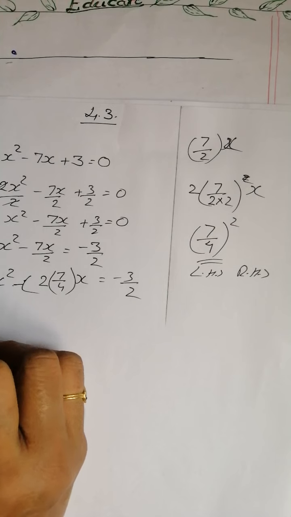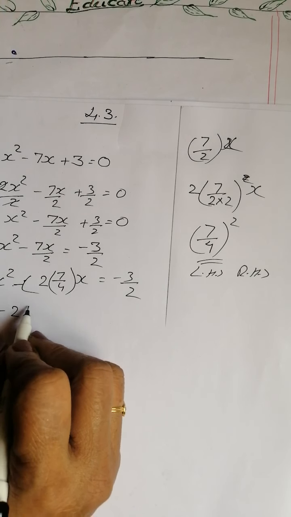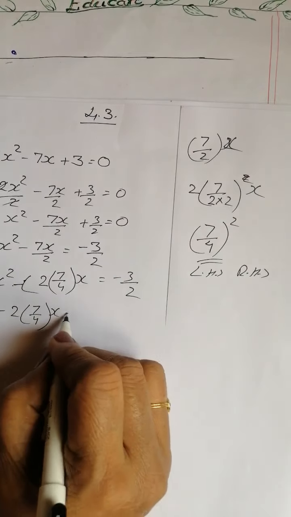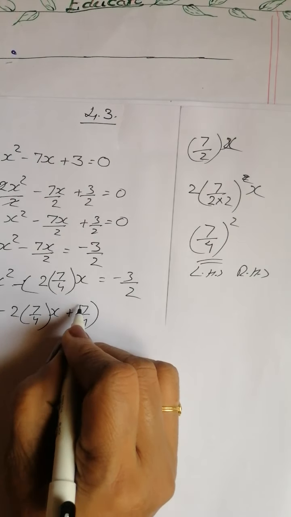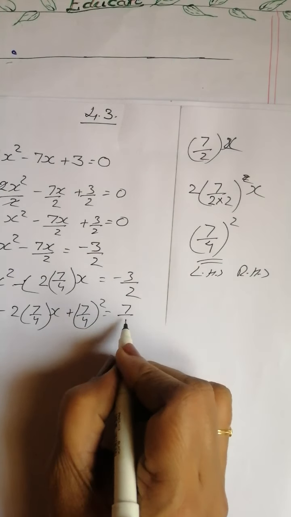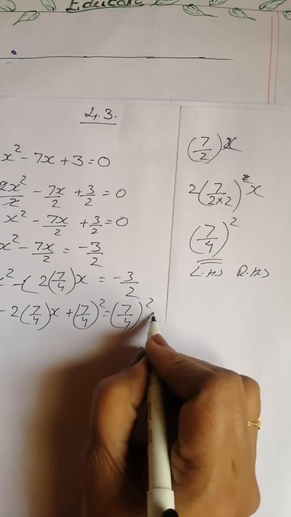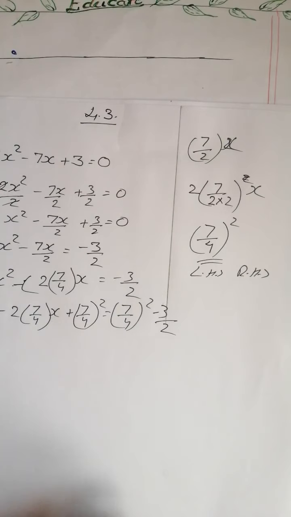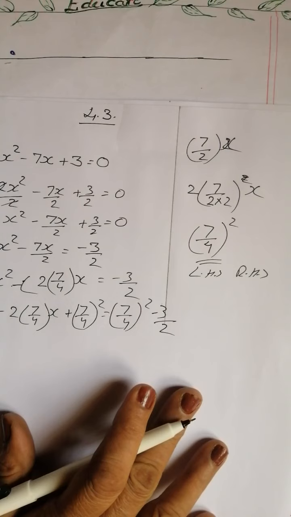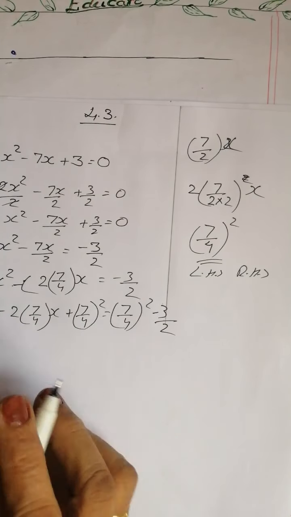So my equation will become x square minus 2 into 7 by 4 x. I am adding this to the LHS. It will become 7 by 4 the whole square equals to, I am adding this to the whole square and then minus 3 over 2. It's clear now? Up till here? Now you open the bracket here, this side.